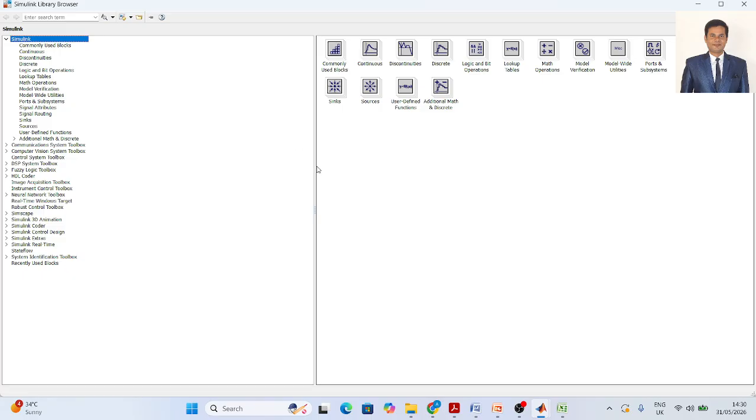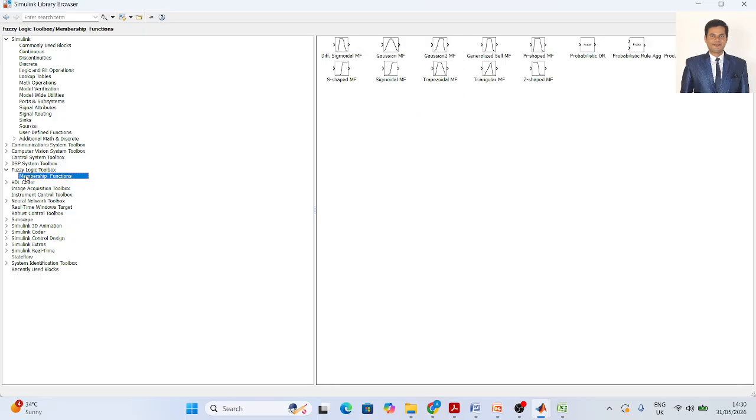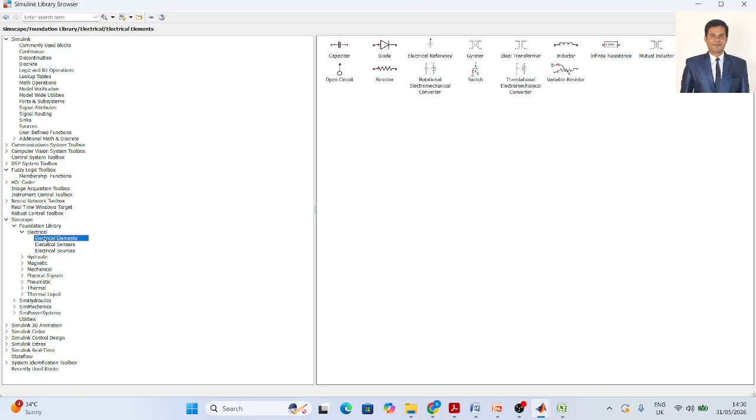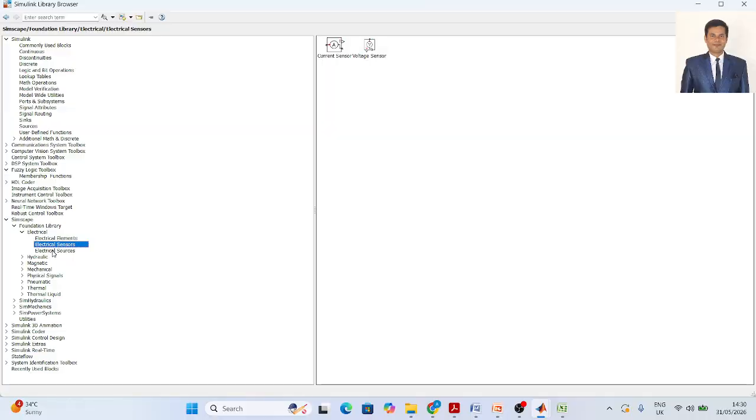Here, because I'm using an older version, you don't find the machine learning tools and all over here. In the 2025 A or B versions you may get the machine learning tools. Here you have the fuzzy logic tools, the membership functions, and Simscape. These are the foundation libraries. The Foundation library has all the electrical elements. You will get all kinds of electrical elements to develop your models.